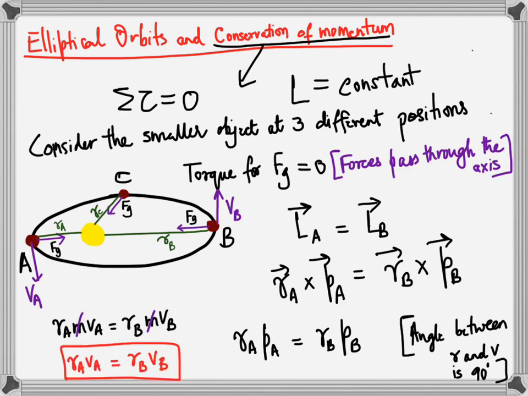We can write the momentum as linear momentum, mv. When we substitute that, the mass of the smaller object can be cancelled out from both sides. It's same. So we get the equation RAVA equal to RBVB, from where we can conclude that the velocity of the object is inversely proportional to its distance from the sun or from the object which is at one of the focus.